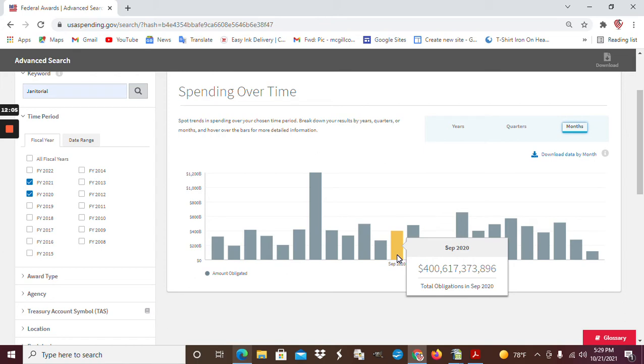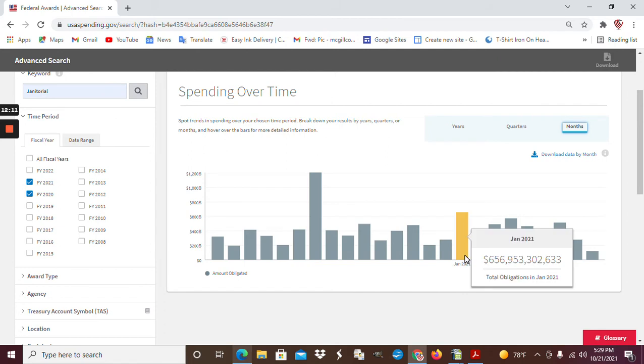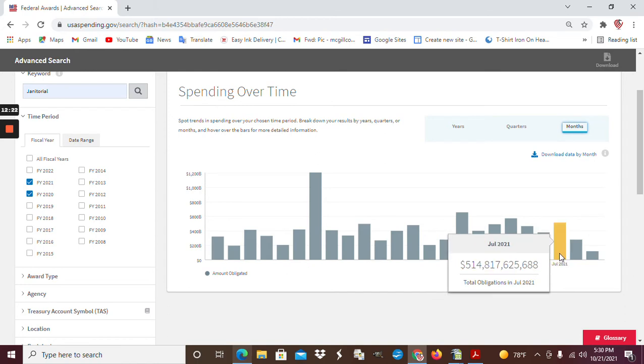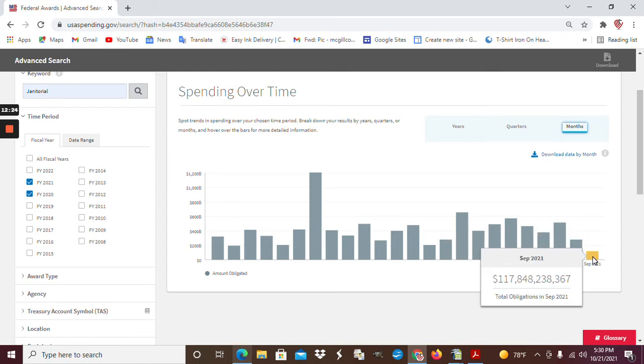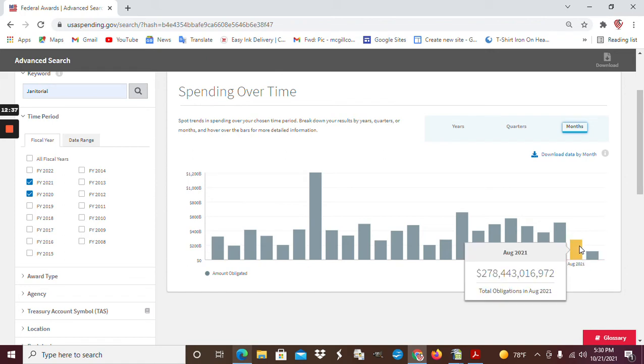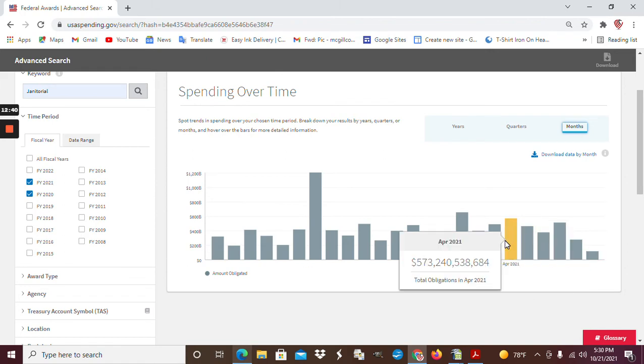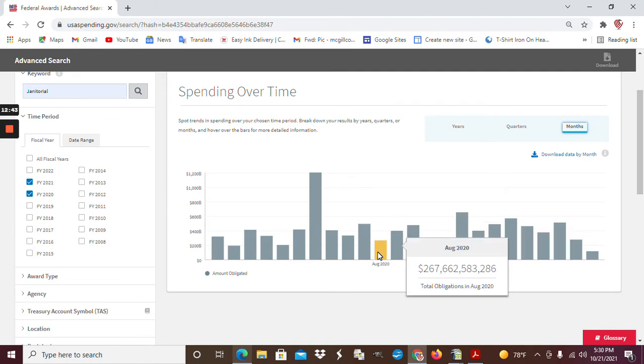September of last year, they spent $400 billion on janitorial contracts. And then coming into January of this year, they spent $656 billion on janitorial contracts. Now let's look and see what they spent. See, September, it was going down here. They only spent $117 billion in September on government contracts for janitorial. But for some time you can see, during this pandemic, it's a little bit different.